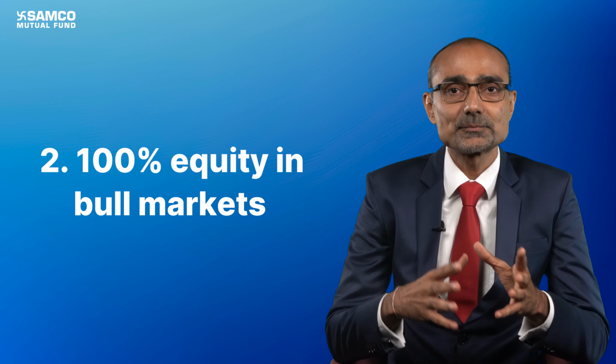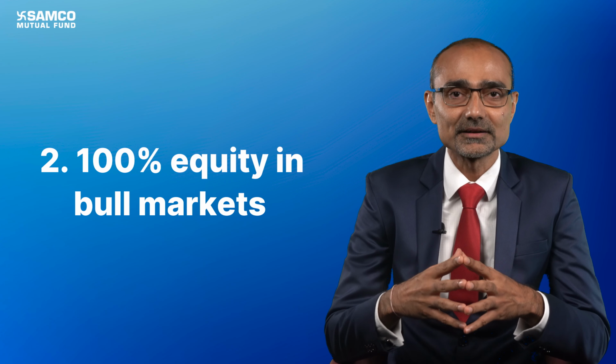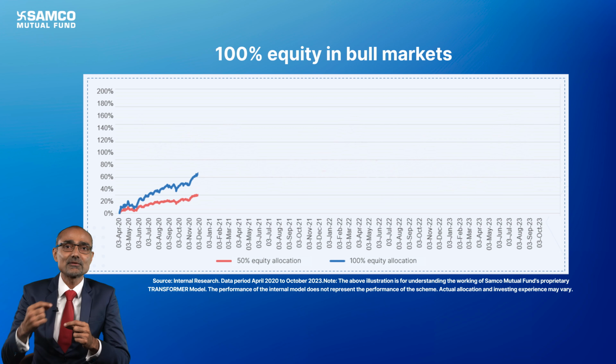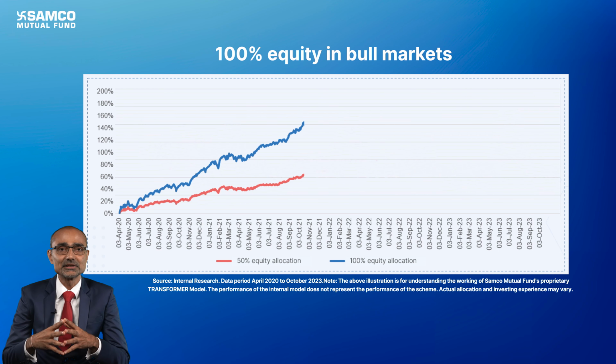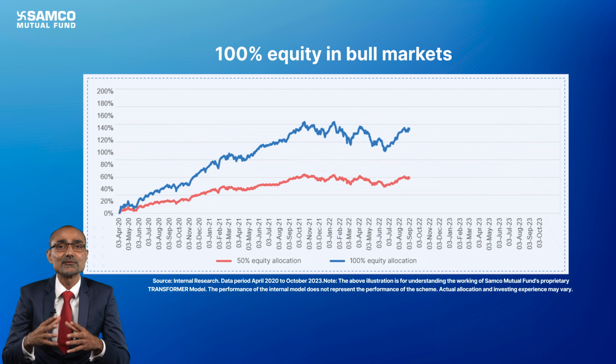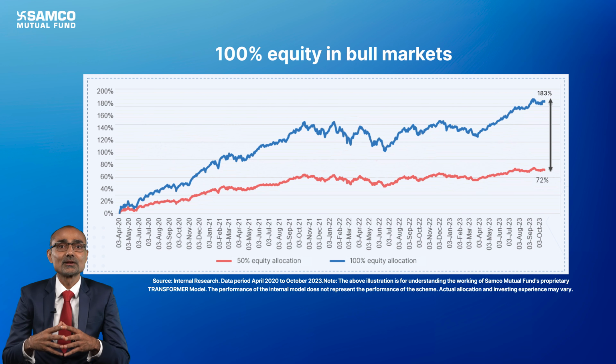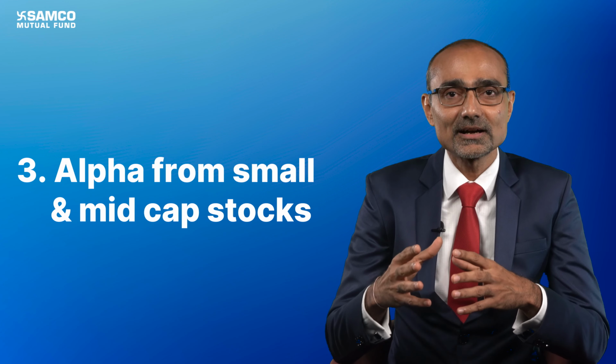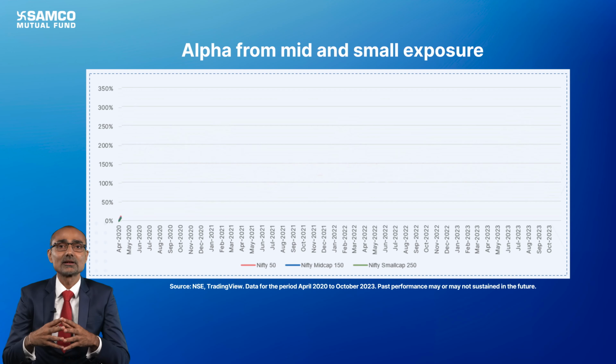Second, 100% equity exposure in bull markets. This adds the advantage of the magic of equity returns in the overall portfolio, which otherwise is rare in the hybrid BEF-DEF category. For illustration purposes, since April 2020, a 50% equity portfolio has delivered 72% return, while a 100% equity portfolio has delivered 183% return. Third, alpha from small cap and mid cap stocks.